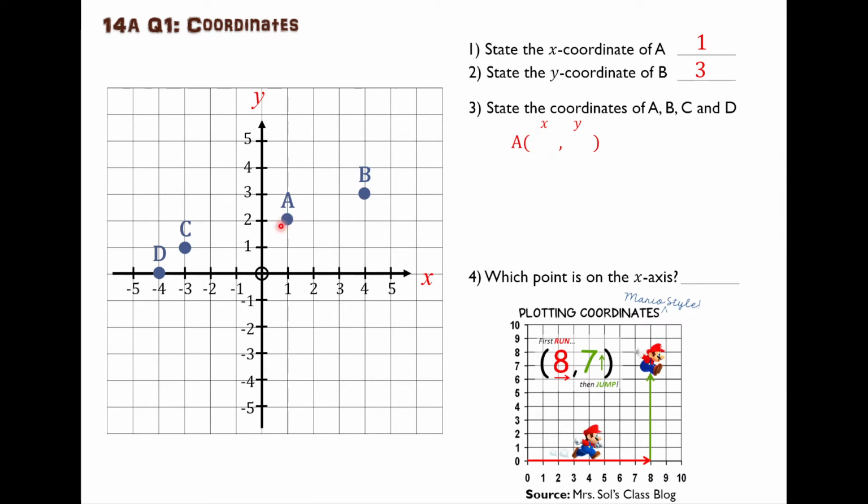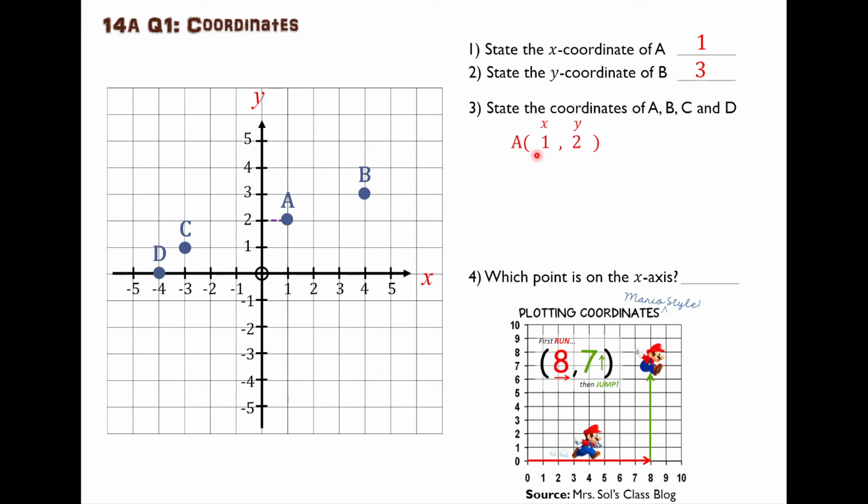Again, if I want to find the x coordinate, I focus just on this x-axis here. And point A on the x-axis, it's number 1. So the x is number 1. Now let's look at the y-axis, this one here. So if I look at the y-axis, point A is in line with the number 2. So the y-coordinate for point A is 2.